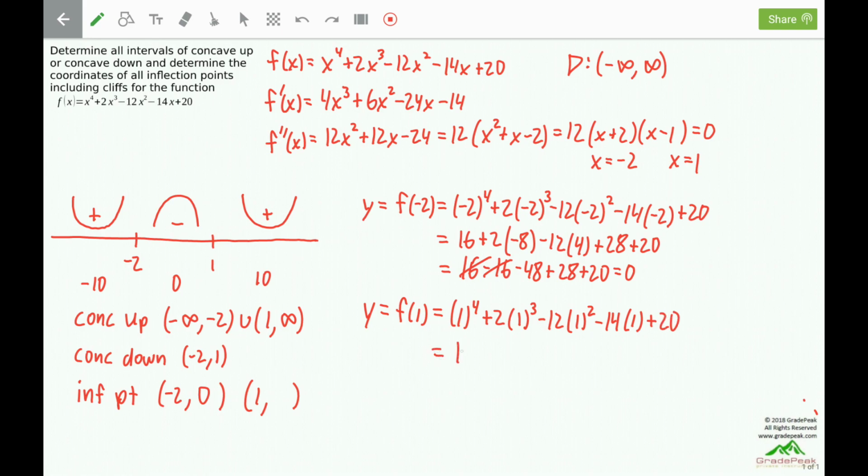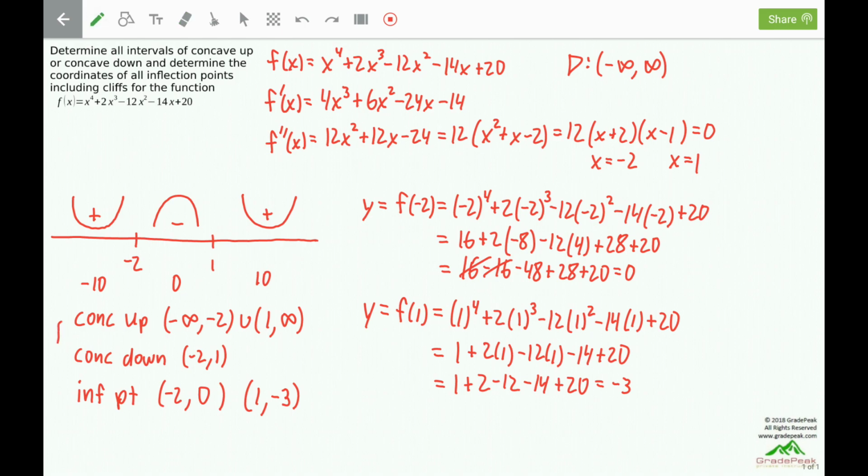1 to the 4th is 1 plus 2 times 1 cubed is 1 minus 12 times 1 squared is 1 minus 14 times 1 is a minus 14 plus 20, which gives us 1 plus 2 times 1 is a 2, minus 12 times 1 is a minus 12, minus 14, and then plus 20. 1 plus 2 is a 3, minus 12 is a negative 9, minus 14 is a negative 23, plus 20 comes out to negative 3. So it has a corresponding y-coordinate of negative 3.